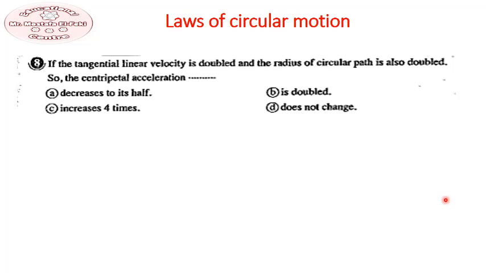If the tangential linear velocity is doubled and the radius of the circular path is also doubled, so the centripetal acceleration... let's write the rule of centripetal acceleration. Then the centripetal acceleration is doubled.